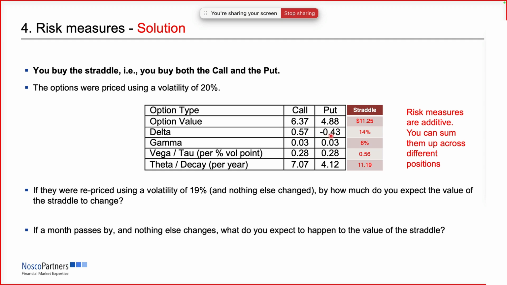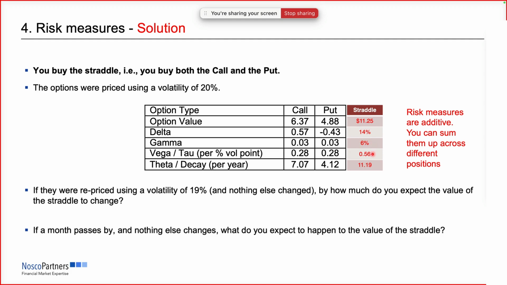57% plus minus 43% is 14%. 3% plus 3% is 6%. 0.28 plus 0.28 is 0.56, etc., etc. So very important. And that's why the cool thing, right? You can just put everything together and now you have the exposure that your whole strategy is giving to you. And you can already see it. Wow, we have very little exposure to the underlying. Delta is very small, but you have big numbers wherever we talk about optionality.